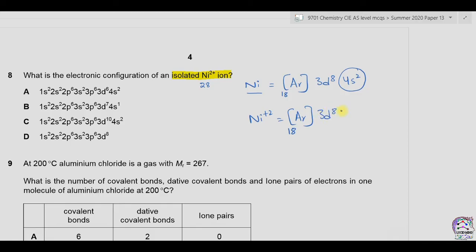3d8, 4s0. In these 4 options we have 18 electrons up till 3p6. So we have 3d8 after 18 electrons, so the only correct option is D.